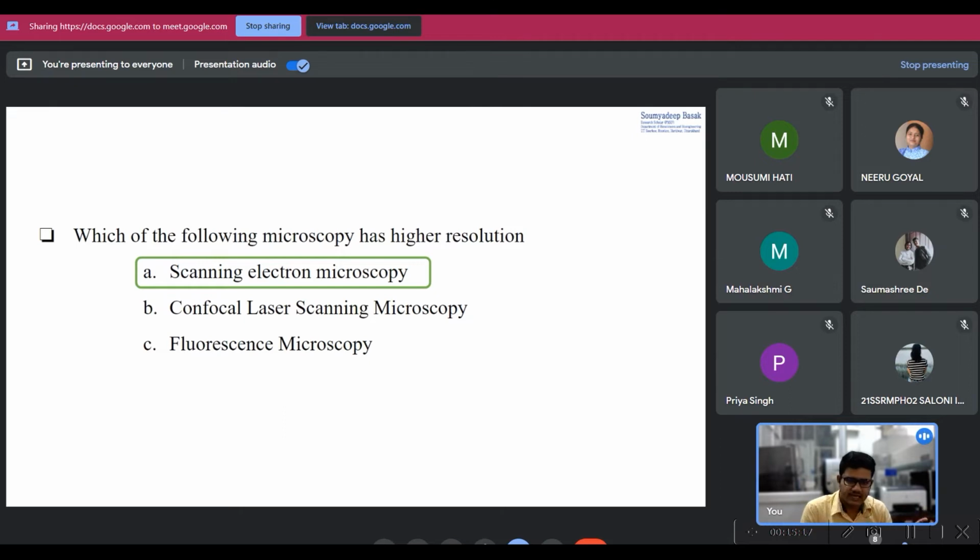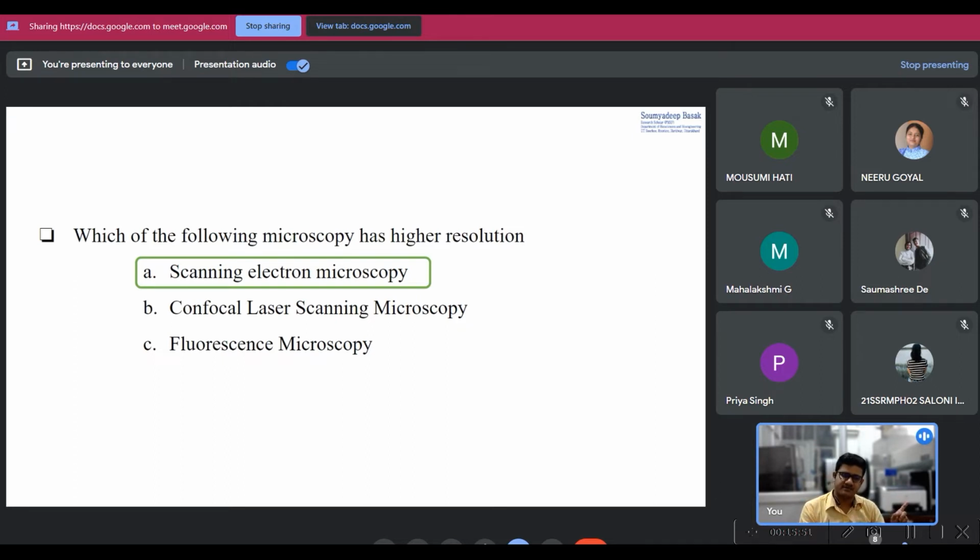So what are the electrons that are used for imaging? What kind of electron in SEM is used for imaging? What is detected? Secondary electrons. Okay, secondary electrons are detected. We have a specific detector in the SEM instrument, the secondary electron detector, that detects the secondary electrons. So the electron beam bombards the surface, and then the secondary electrons that are released are detected using the secondary electron detectors, and we get the image, right?